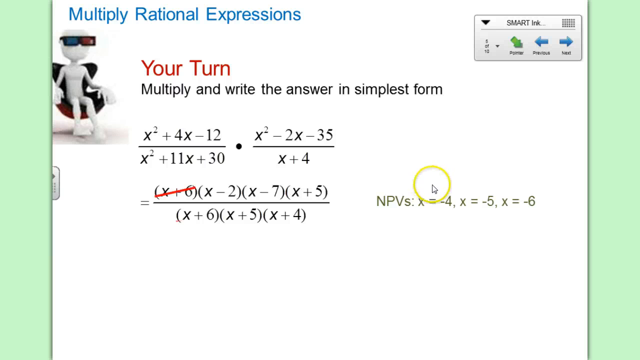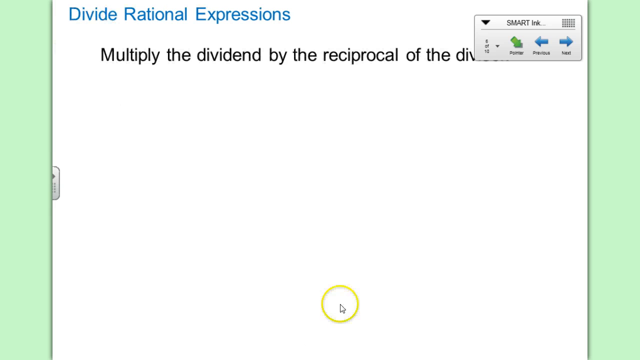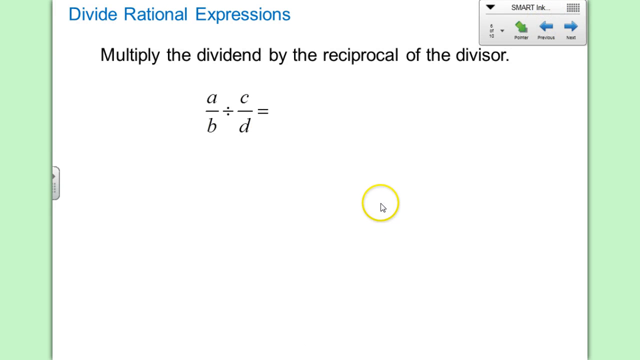Your NPVs should be not equals. And so you blow up as much as you can, and you're left with that simplified version. Now we carry on and we look at division. Remember division from fractions was that I will multiply by the reciprocal when I have division.